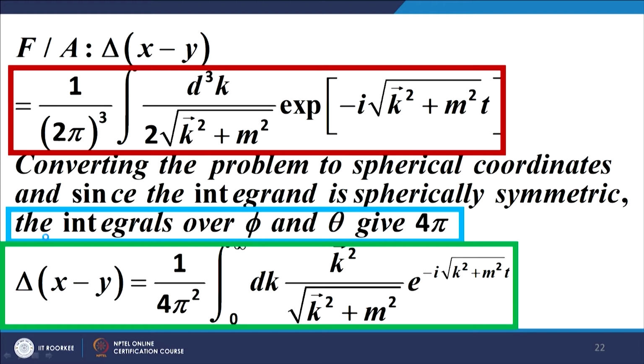We have already done the omega integration, or the k0 integration. We now have to integrate it over the space components of the wave vector. We convert this problem to spherical coordinates, and since the integrand is spherically symmetric, if you look at it, the integrand is clearly spherically symmetric. The square root of k squared plus m squared is spherically symmetric, and the integration element is also spherically symmetric. So, the integrals over phi and theta give 4 pi, and that 4 pi cancels with the prefactor and leaves us a factor of 1 upon 4 pi squared, and the k integral remains.